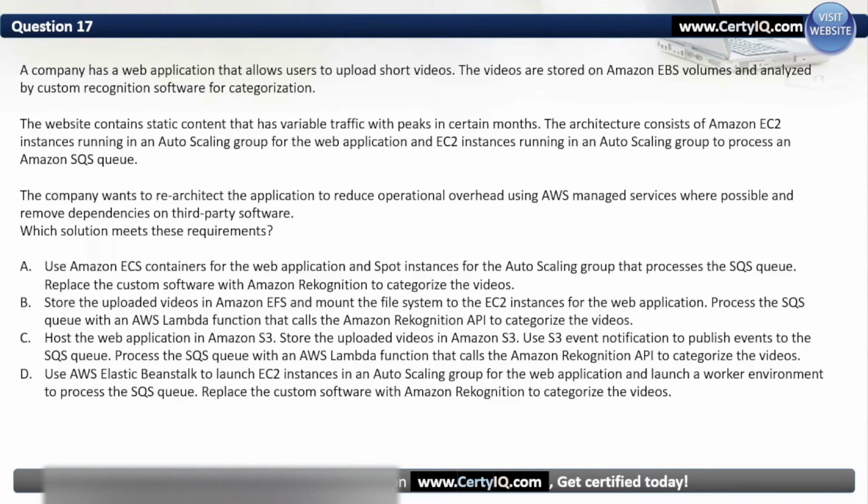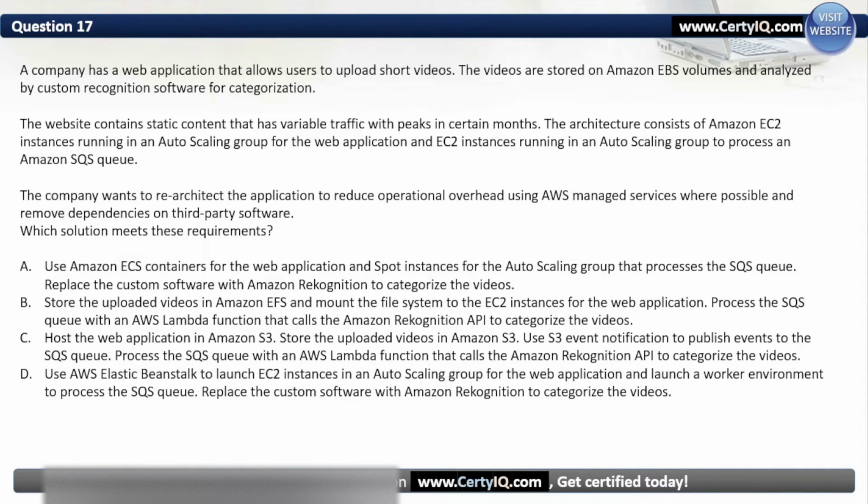The architecture consists of Amazon EC2 instances running in an Auto Scaling group for the web application and EC2 instances running in an Auto Scaling group to process an Amazon SQS queue. The company wants to re-architect the application to reduce operational overhead using AWS managed services where possible and remove dependencies on third-party software. Which solution meets these requirements?